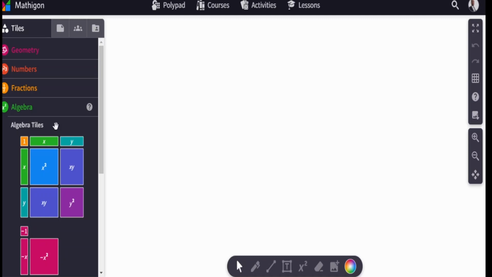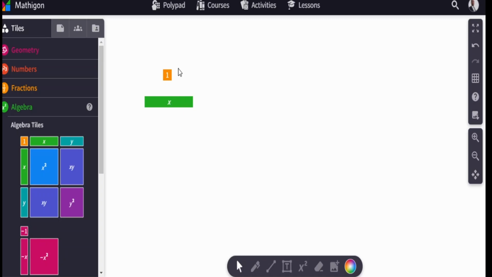The first tile we need to know about is the unit tile. The unit tile is a square tile which has the value 1. Then we go to the X tile, which is a small rectangular tile that has the value x. Its length is x units and the width is 1 unit. Let me say a few more things about the X tile.